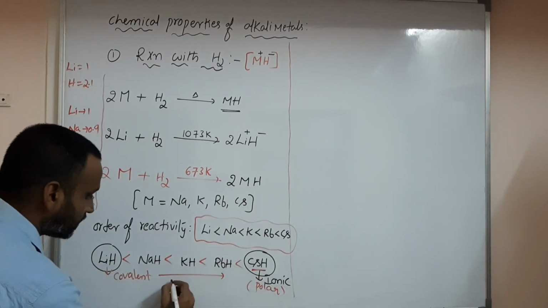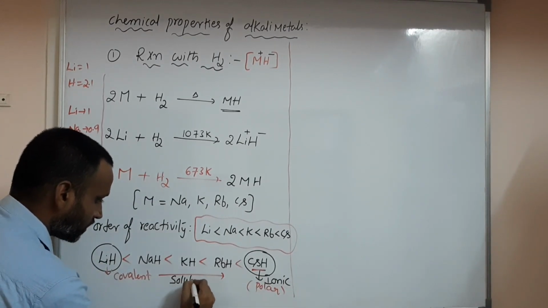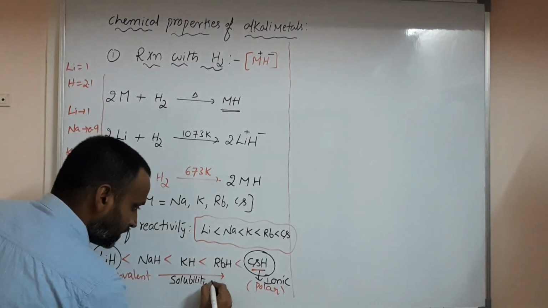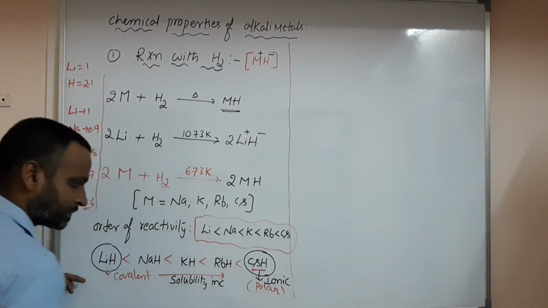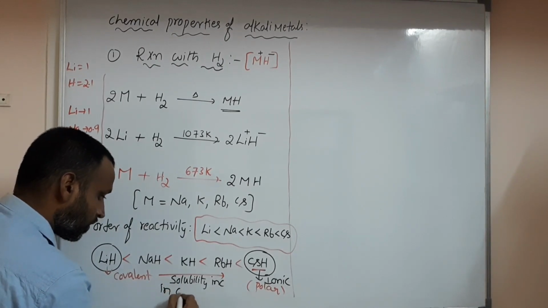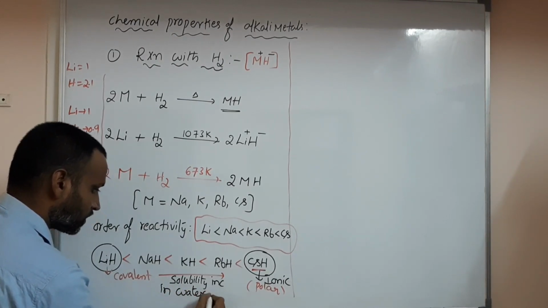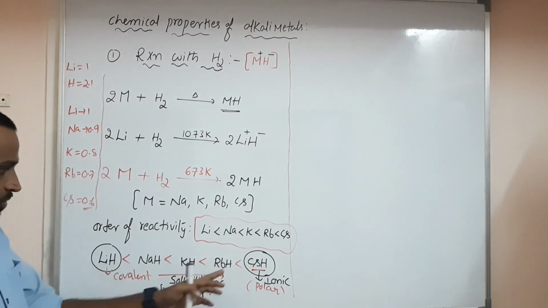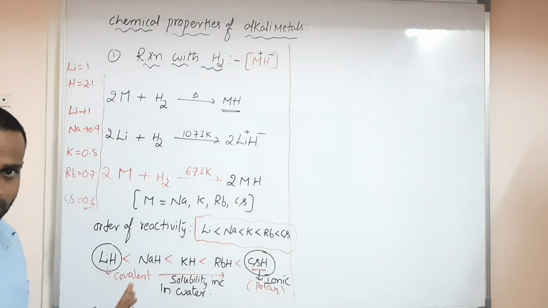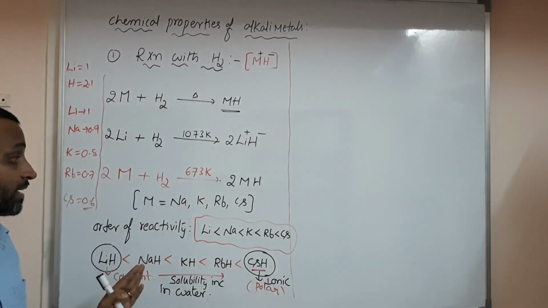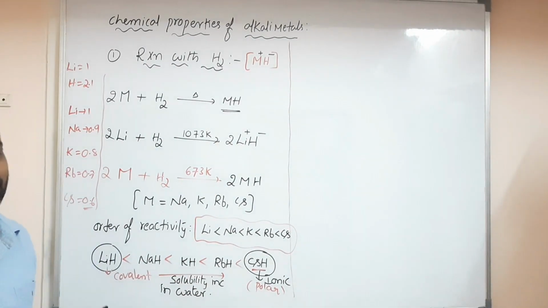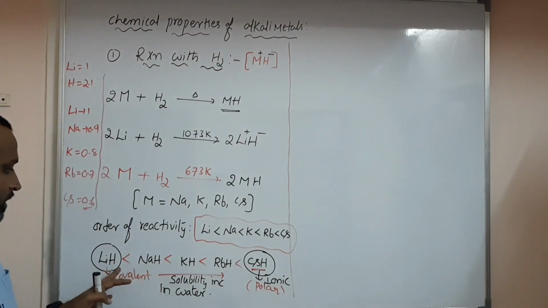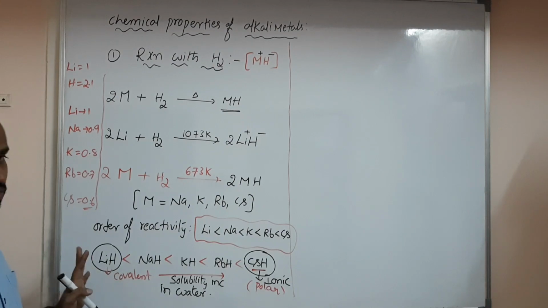Ionic character increases, and going down from lithium to cesium, solubility increases in what? In water. In water, solubility increases. This is very important. So why is this ionic, I said. Got it, everyone? And these hydrides have high melting and boiling points because they are very closely packed. So lithium hydride has covalent character.